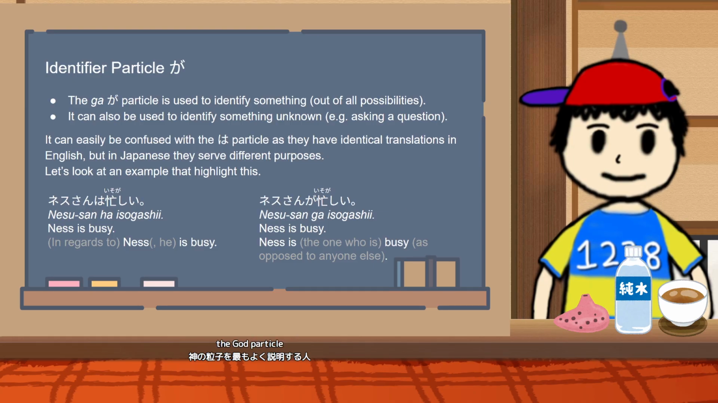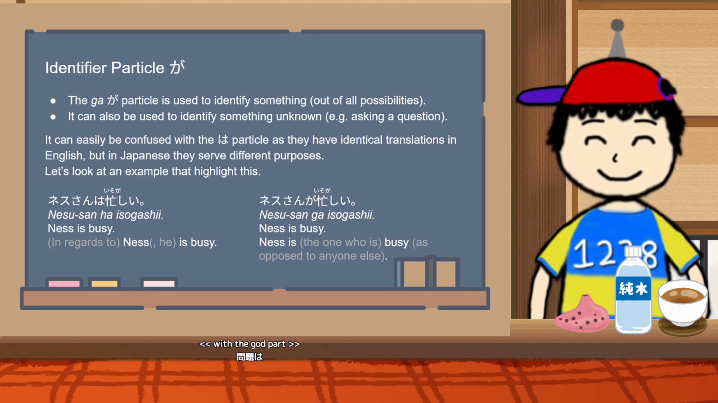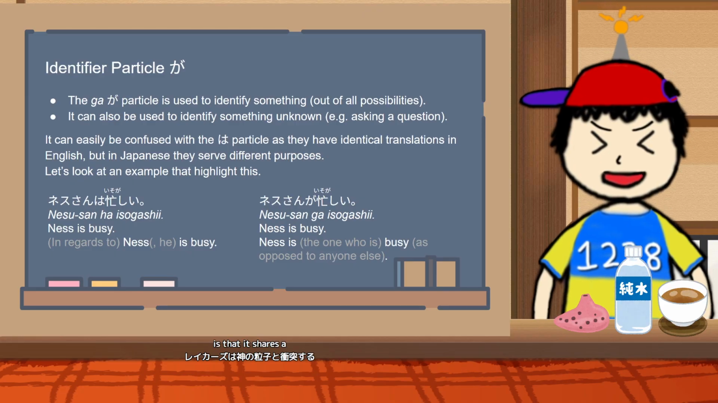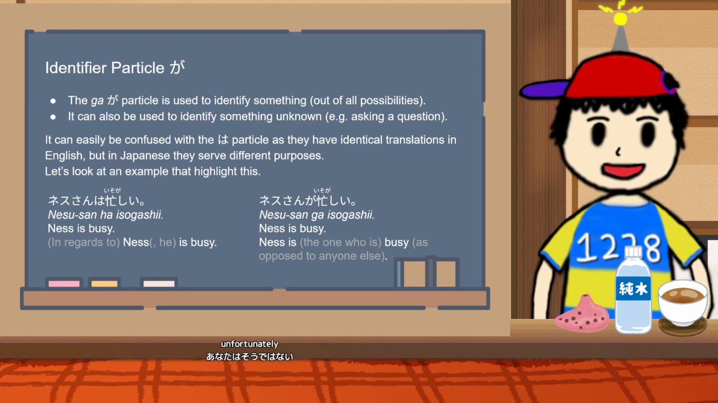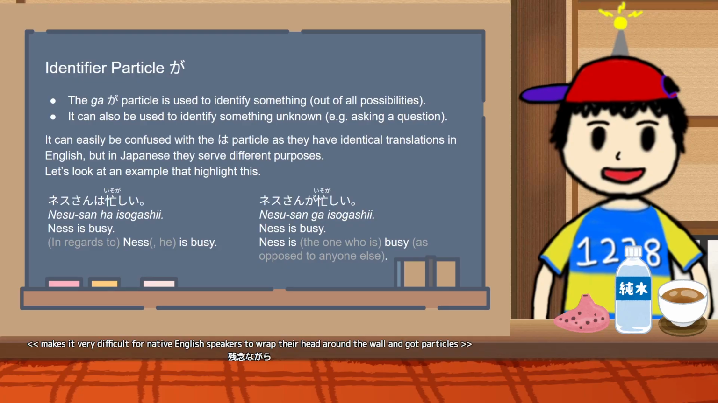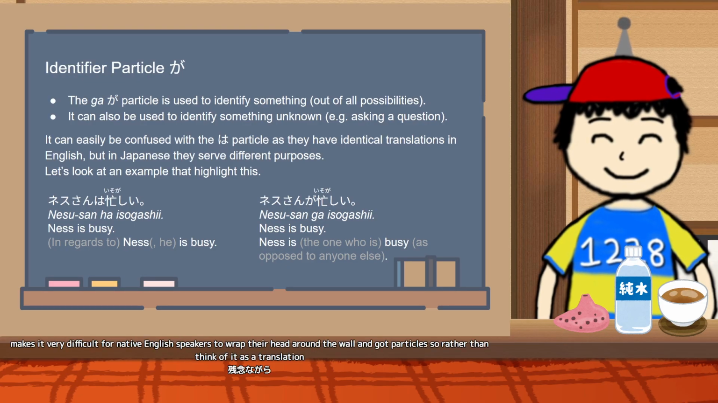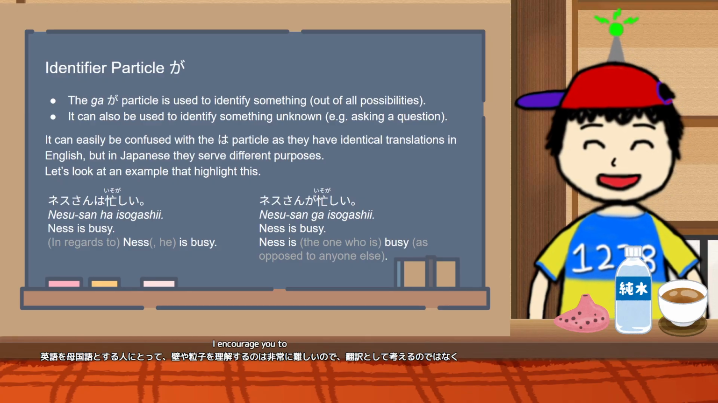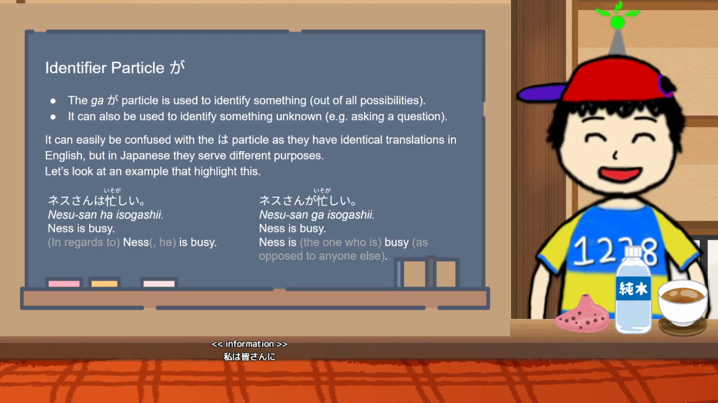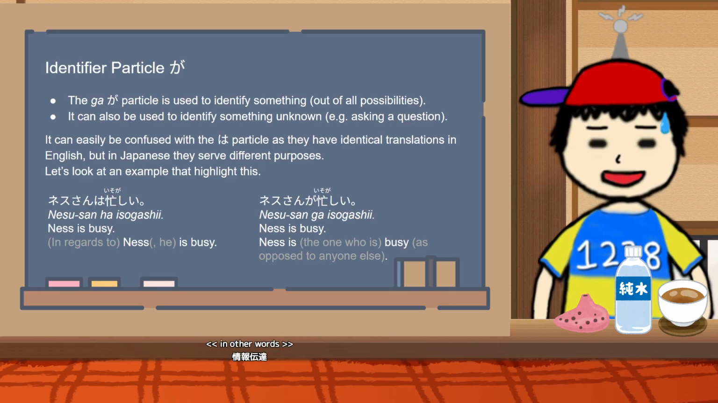The ga particle is used to identify a singular thing out of all the possibilities of that thing. It can also be used to identify something that you don't know, so you're asking a question about it. The problem that English speakers run into with the ga particle is that it shares a direct English translation with the wa particle, and that it kind of doesn't. Unfortunately, this ambiguity makes it very difficult for native English speakers to wrap their head around the wa and ga particles. So rather than think of it as a translation, I encourage you to consider the particle use as what is your intent of information conveyance in the sentence that you're constructing. In other words, what are you trying to say?